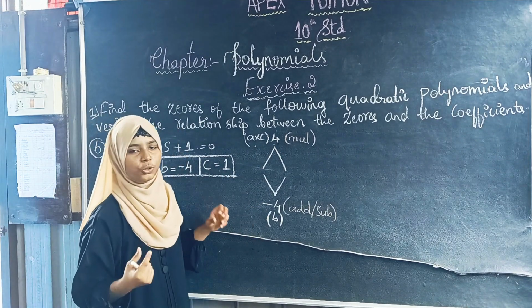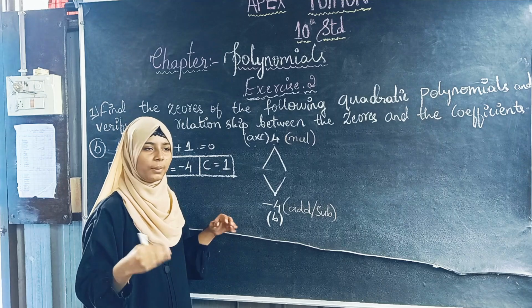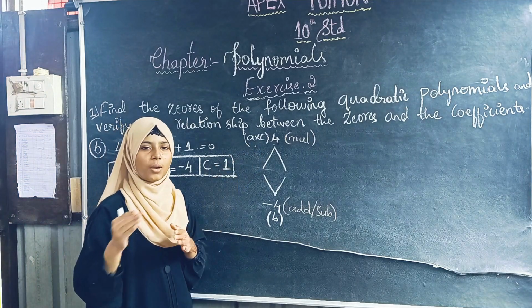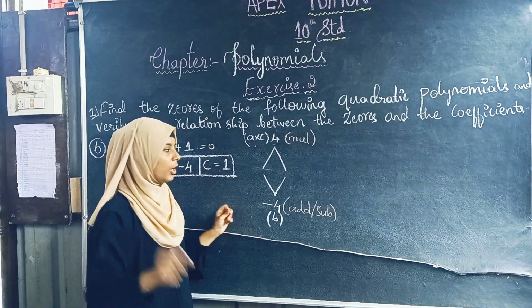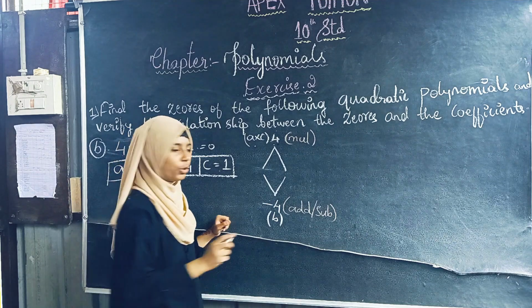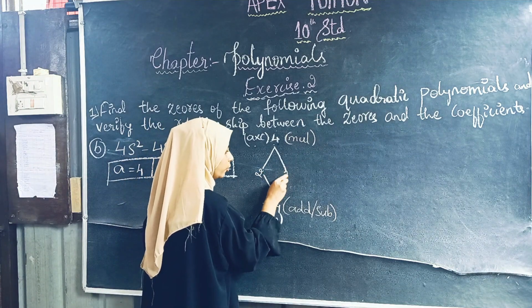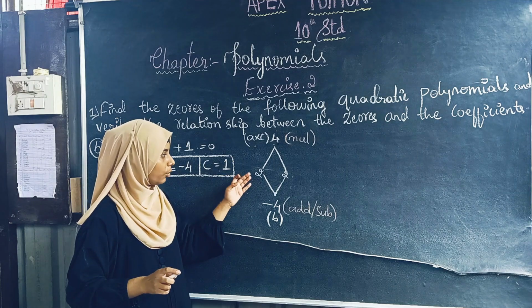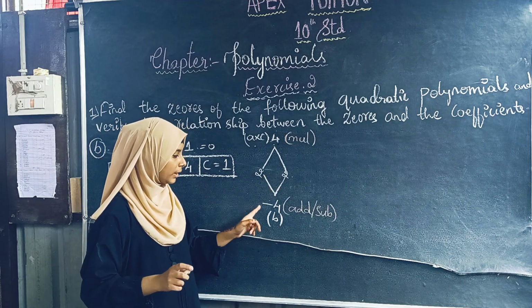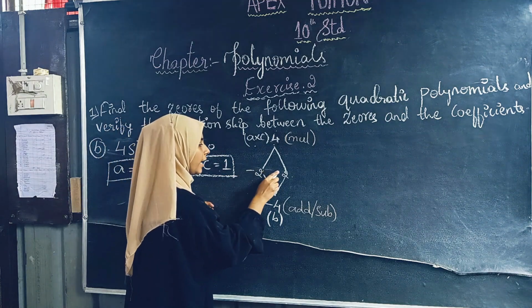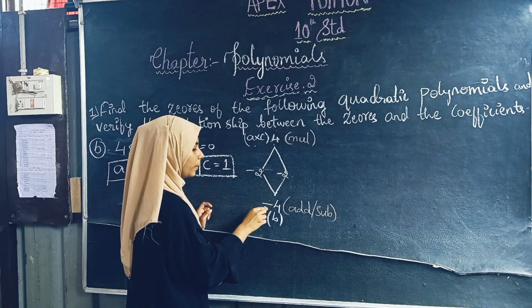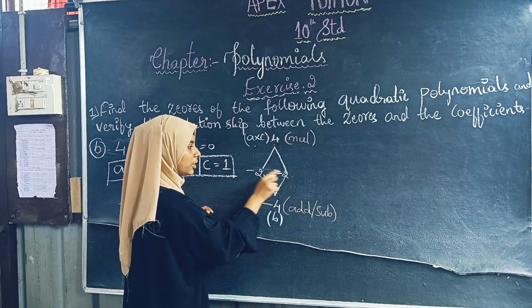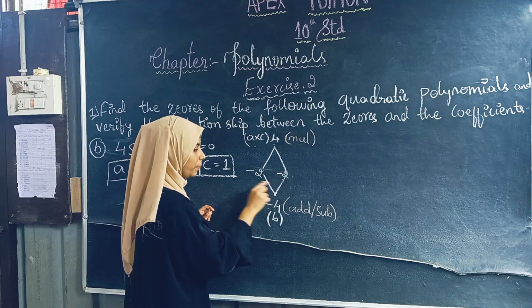Now we have to choose two numbers that multiply to give 4 and at plus or minus give us minus 4. Now we can take 2 into 2. Here 2 and here 2. 2 into 2 is 4. But here it is plus and we will not get the minus sign. Then we will change the signs. Minus 2 into minus 2 is plus 4, and minus 2 plus minus 2 is minus 4.